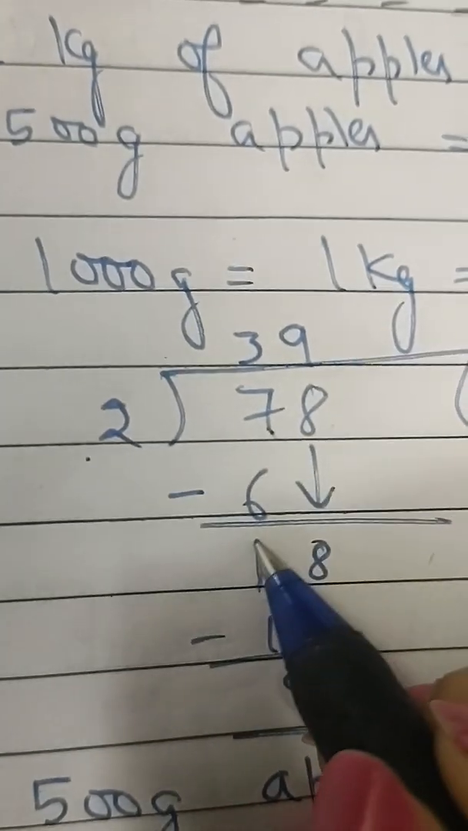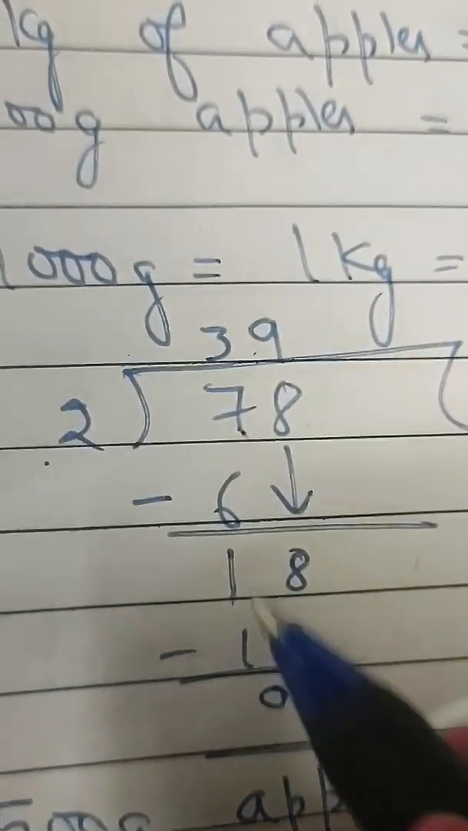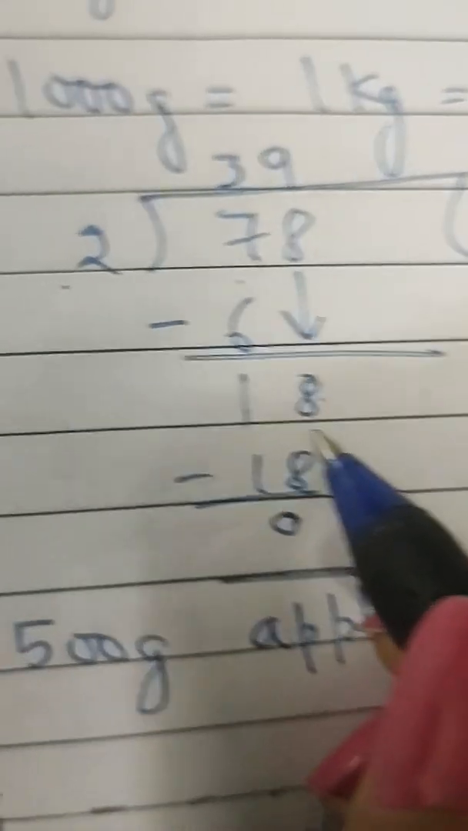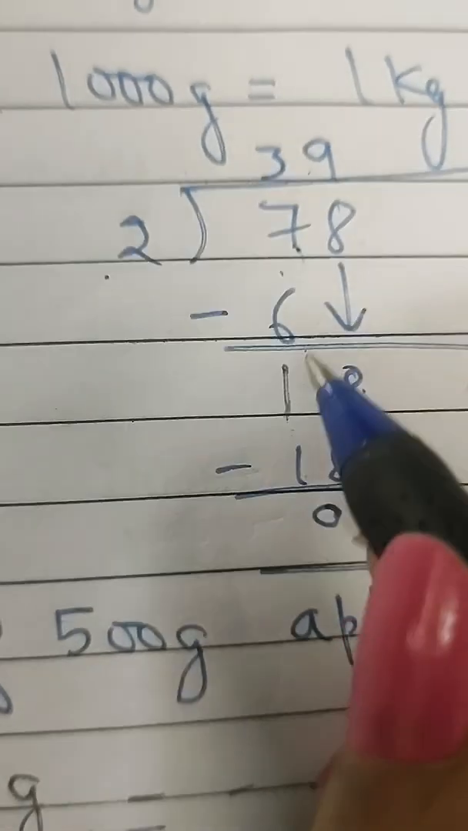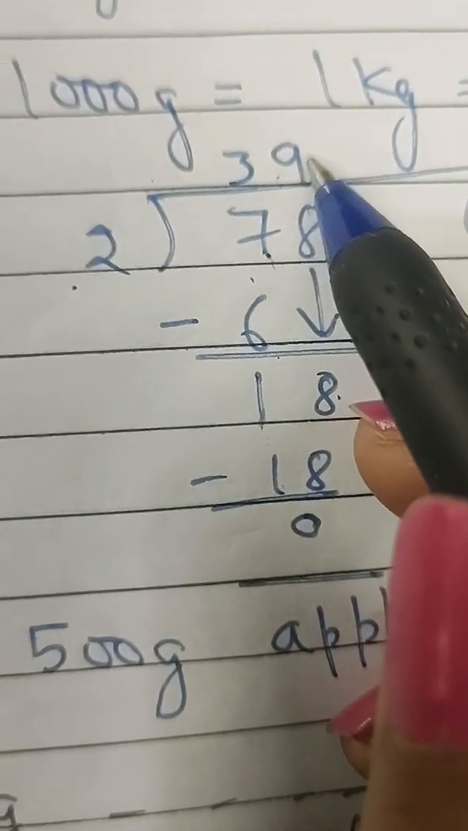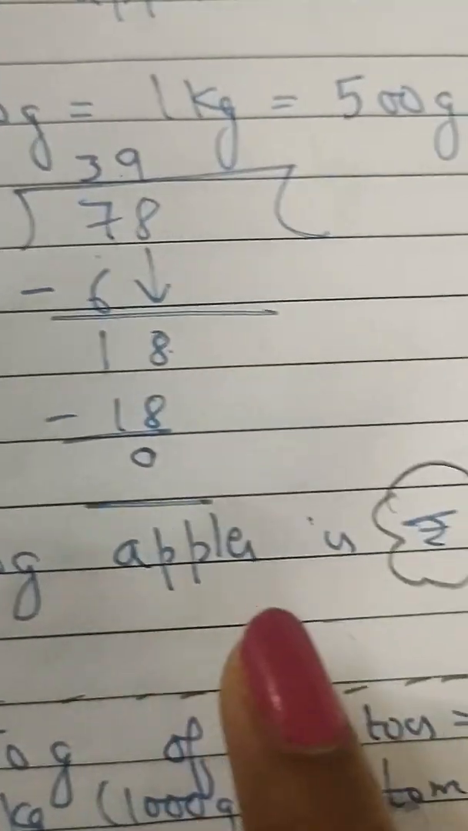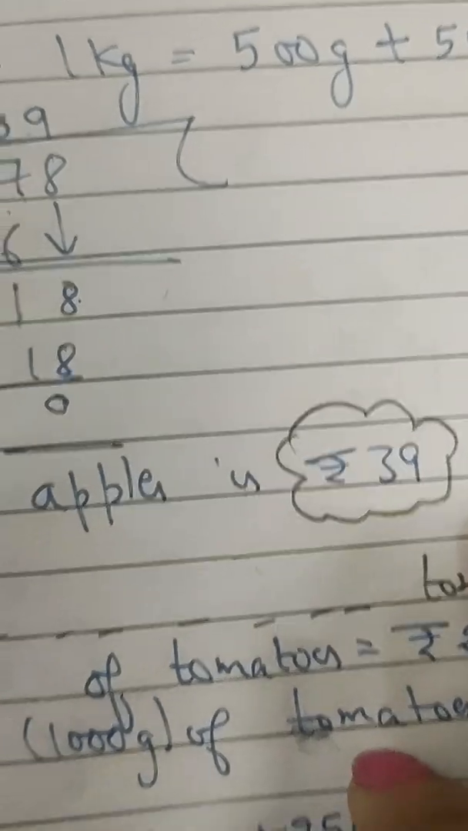7 does not come, 6 comes, 6 comes at the table of 2 at 3, so 1 will come down, and 8 we will write here. Now 7 minus 6 is 1, 8 minus here 18. 18 comes in the table of 2 at 9. So we have got the answer 39. So rupees 39. The cost of 500 grams or half kg apple is rupees 39.